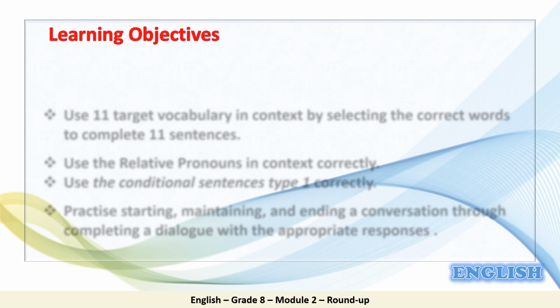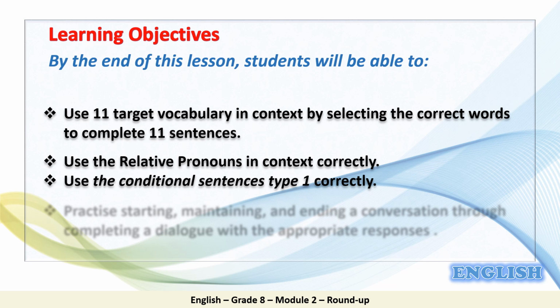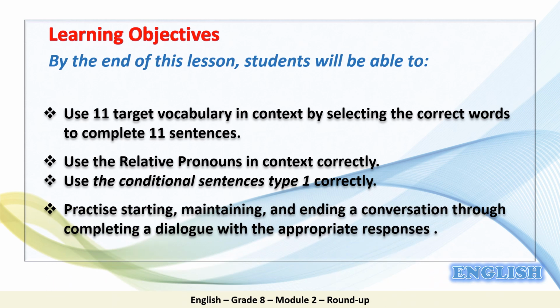As usual, my grade 8 students, you know that we always start our lesson by reading the objectives. By the end of this lesson, you will be able to: 1. Use 11 target vocabulary in context by selecting the correct words to complete 11 sentences. 2. Use the relative pronouns in context correctly. 3. Use the conditional sentence type 1 correctly. Last, practice starting, maintaining, and ending a conversation through completing a dialogue with the appropriate responses.